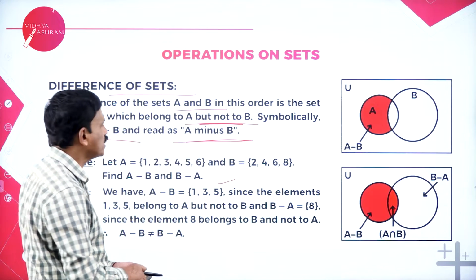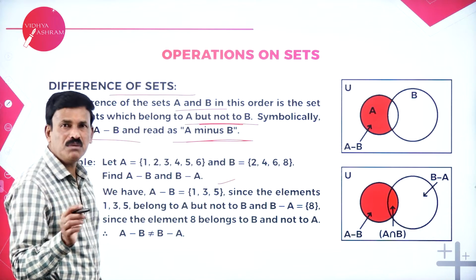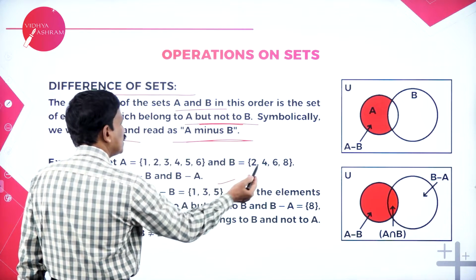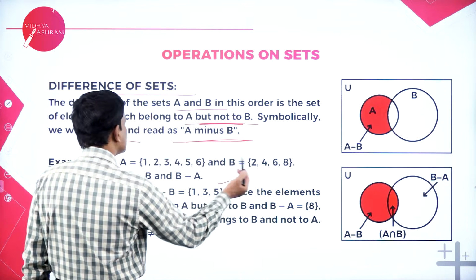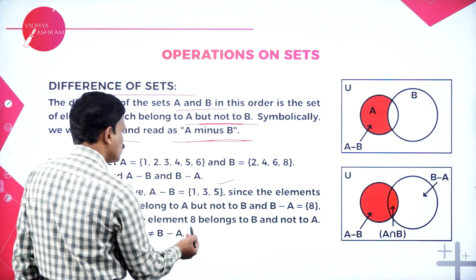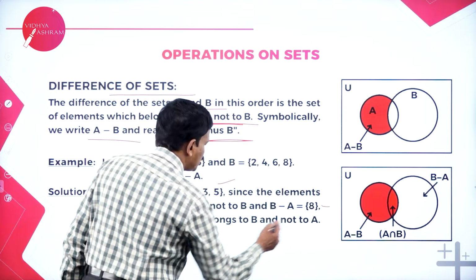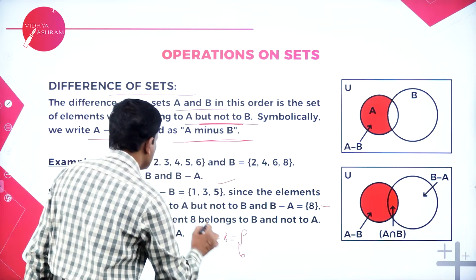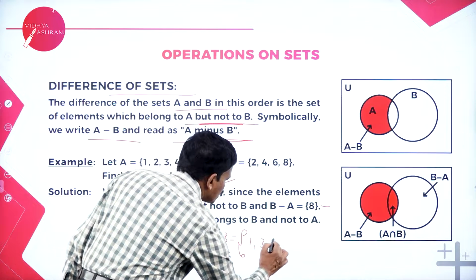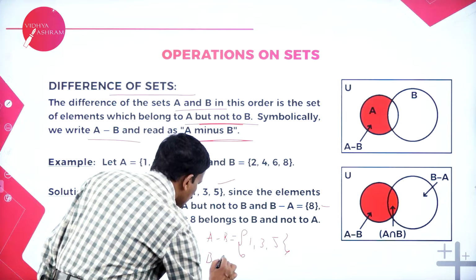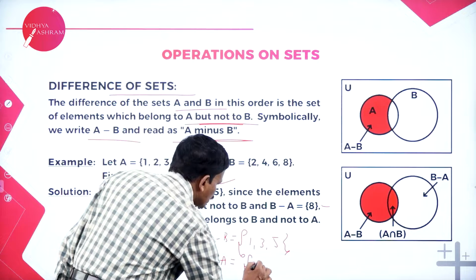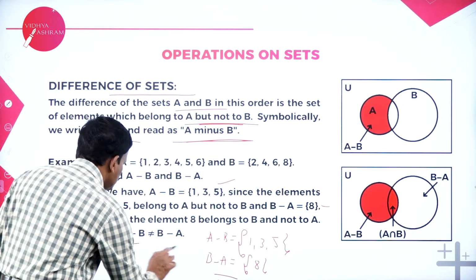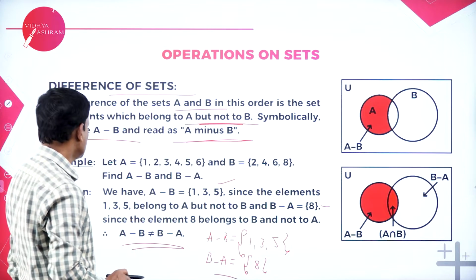Similarly, B minus A is the elements which are in B but not in A. 2 is there, 4 is there, 6 is there, and 8 is not in A. So it contains only one element, 8. Therefore, A minus B is {1, 3, 5}, whereas B minus A is {8}. See here, A minus B is not equal to B minus A.